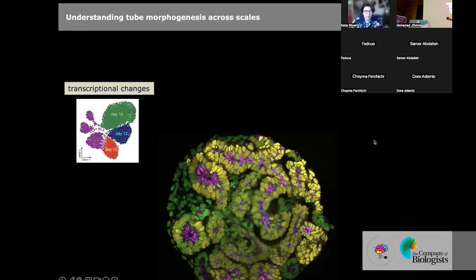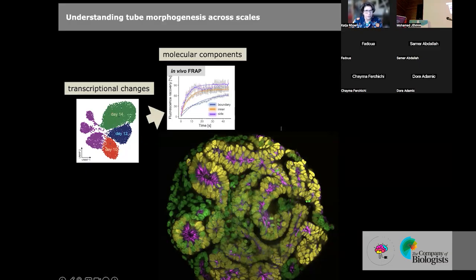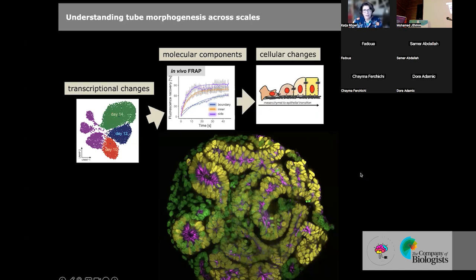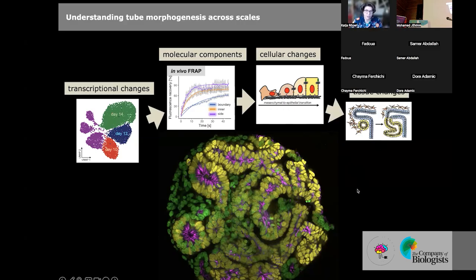To understand morphogenetic processes like this, we know we need to address mechanisms at multiple scales of magnitude. This is what my lab is doing and has done over many years in different systems. We look at questions at all scales of magnitude, such as the transcriptional patterning that is occurring, the function of molecular components, how cellular changes feed into the process, and how such cellular changes are then coordinated at the tissue scale.